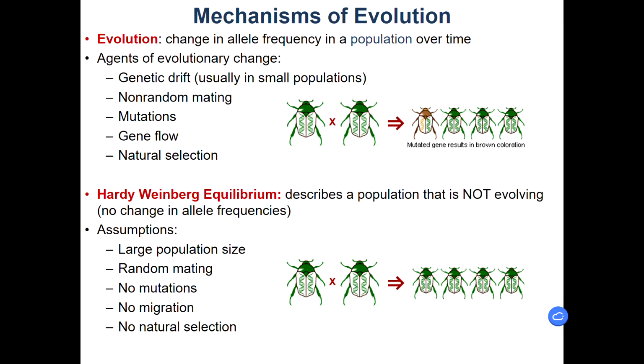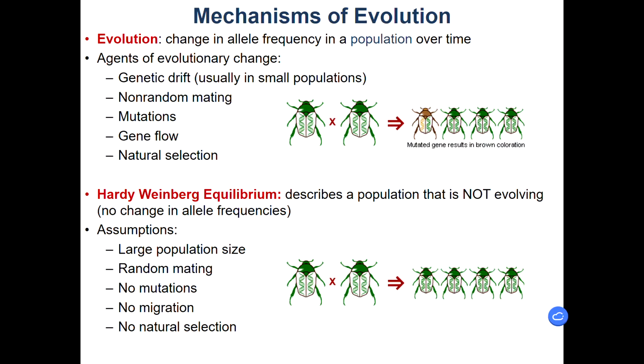And there are certain things that actually cause evolution. One of those is genetic drift, non-random mating, mutations, gene flow, and natural selection. And we're going to spend most of the first part of class today talking about natural selection.